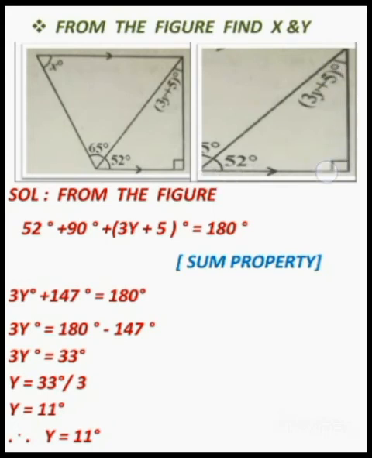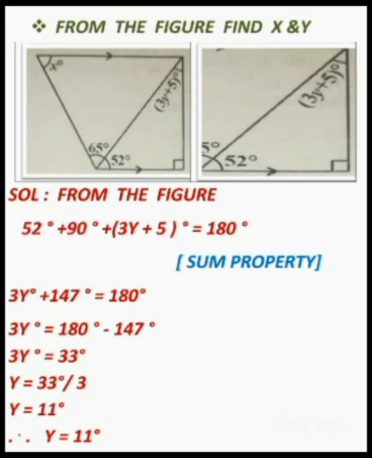As it is a right angle triangle, this angle will be equal to 90 degrees. And this measure they have given as 52 degrees and this measure they have given as 3y plus 5 degrees. And you know that the sum of interior angles of a triangle is equal to 180 degrees. So 52 degrees plus 90 degrees plus 3y plus 5 degrees is equal to 180 degrees. Angle sum property.